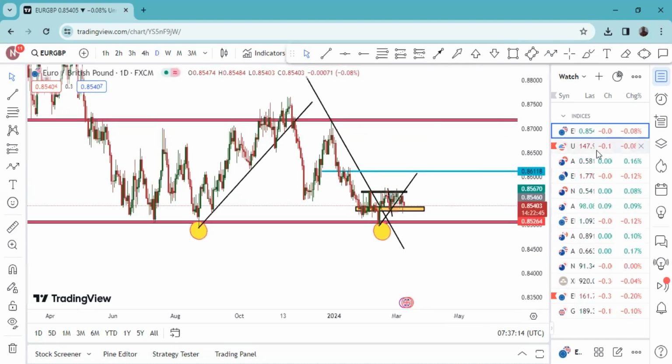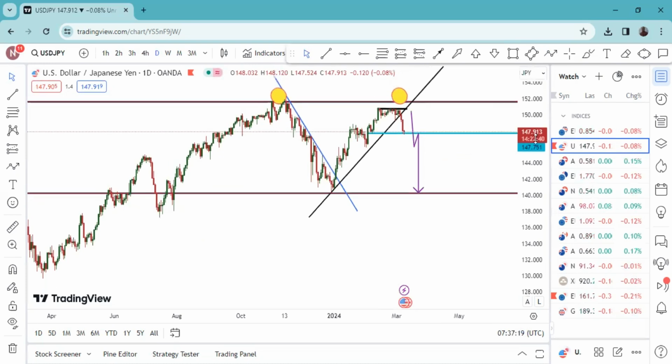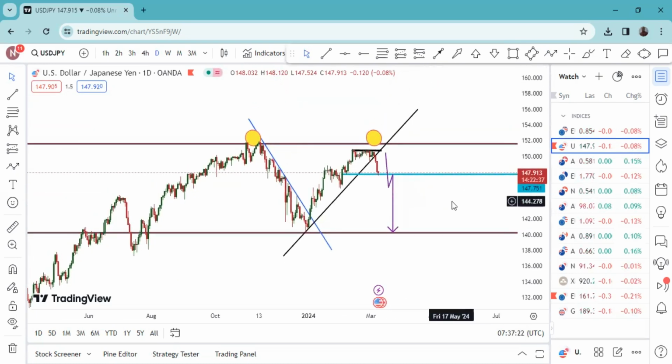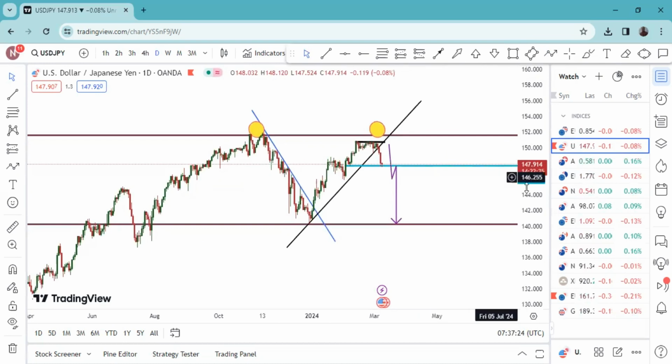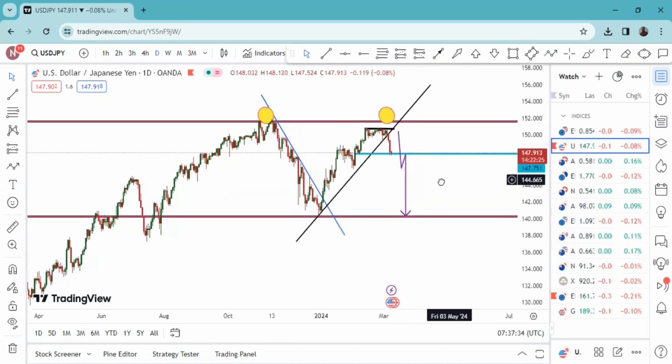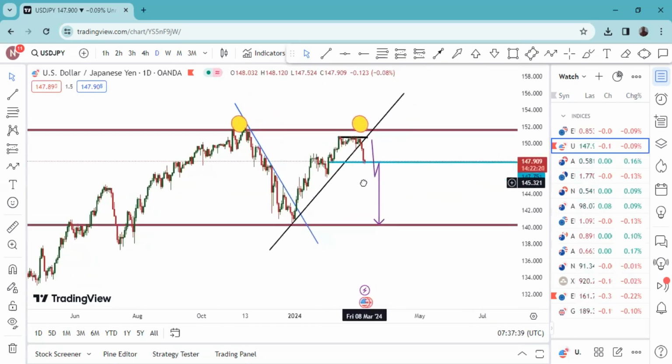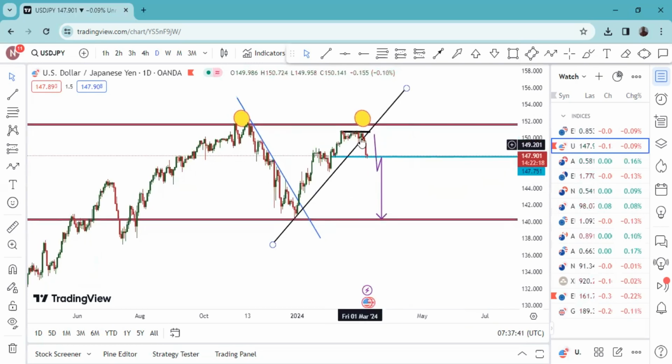The next pair is this one, USD JPY, dollar yen. So as I was telling you in the previous video, I was expecting the market to hit this level, then break the trend line, but the market has decided to break the trend line. So what I'm expecting right now is some pullback. Let me draw this, some pullback.